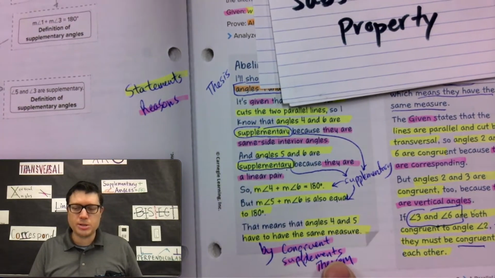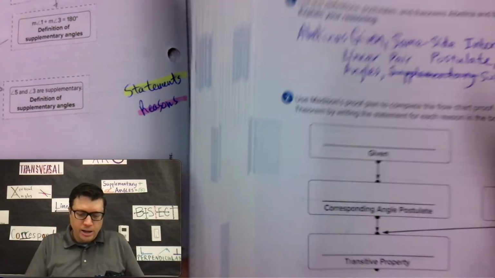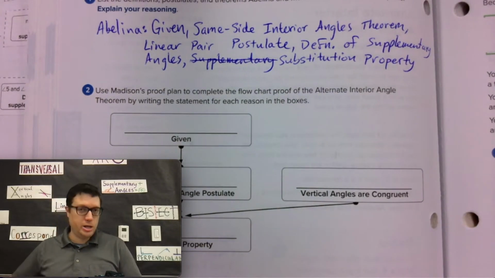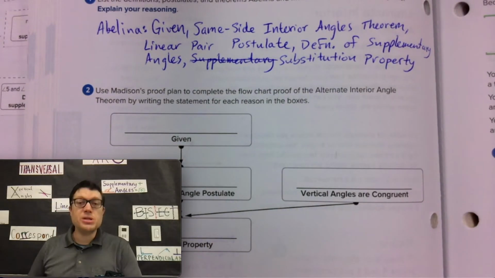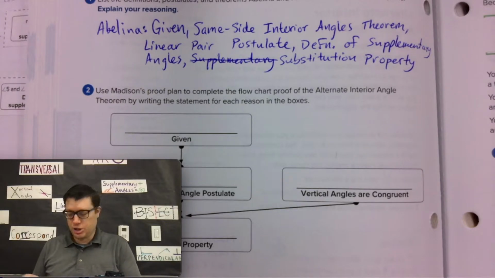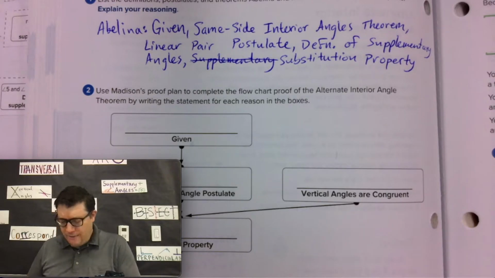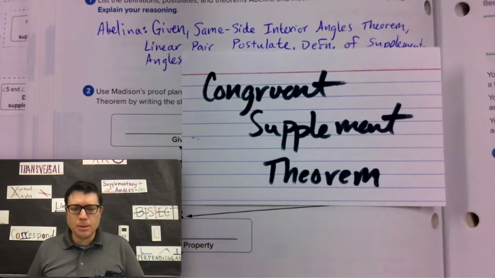I wrote bicongruent supplement theorem, but in the statements of what she used, I mean, she's literally using, okay, get a freeze frame of that. She's literally using given, same side interior angles theorem, linear pair postulate, definition of supplementary angles, and the substitution property, except the fact that we have this congruent supplements theorem card.